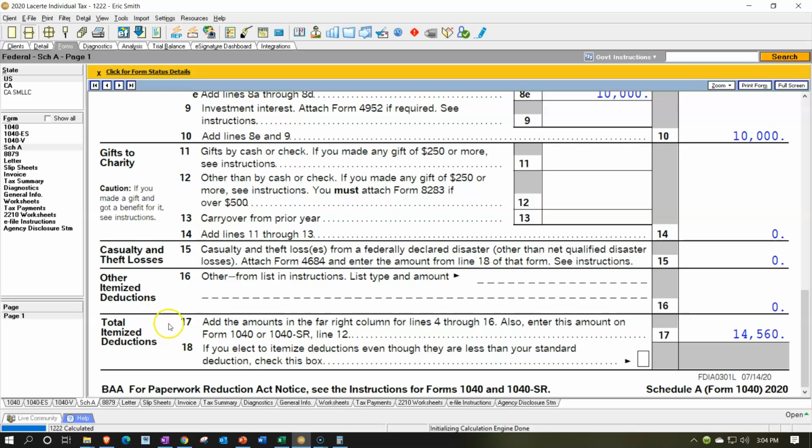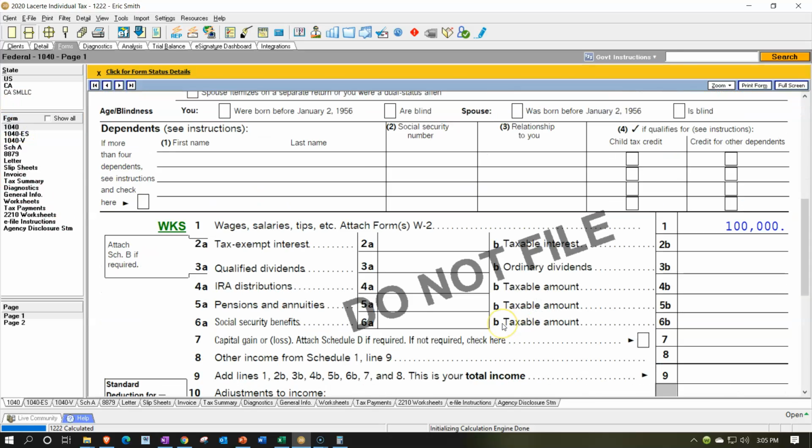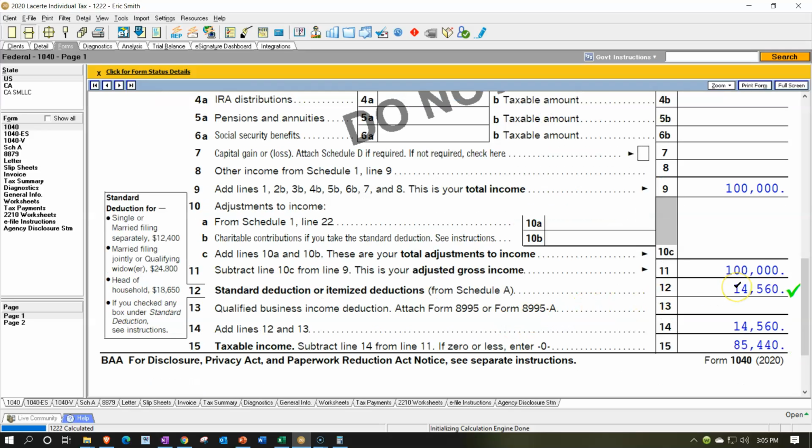And then we have the other itemized deductions, which we'll talk about in a future presentation. It's a fairly limited spot here, and that gives us the total itemized deductions of $14,560. Now notice this $14,560 is flowing forward to the 1040 here as a single filer. What if we were then saying that they were married? Then the standard deduction is going to jump up to $24,800, and this item will no longer push us over the cap.